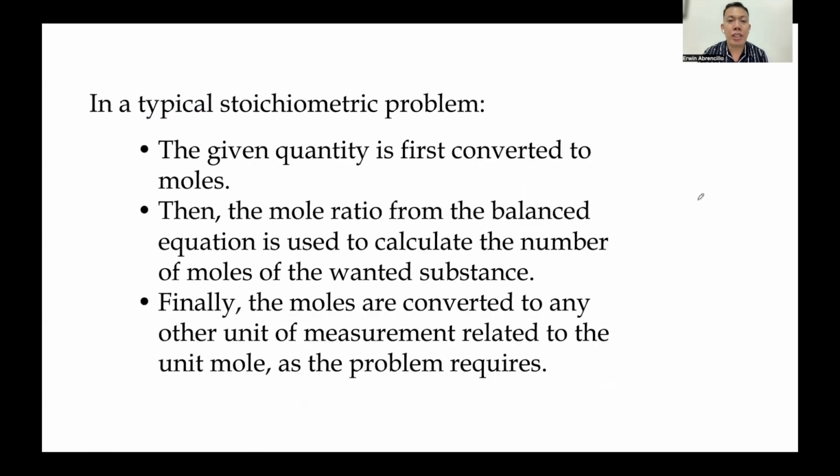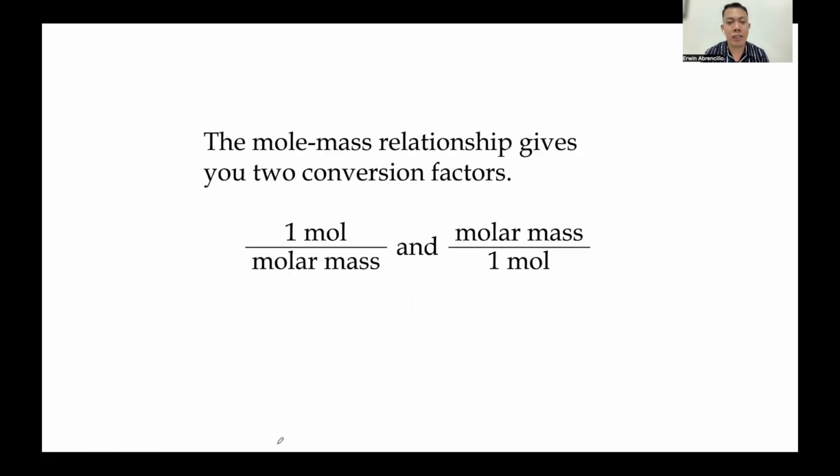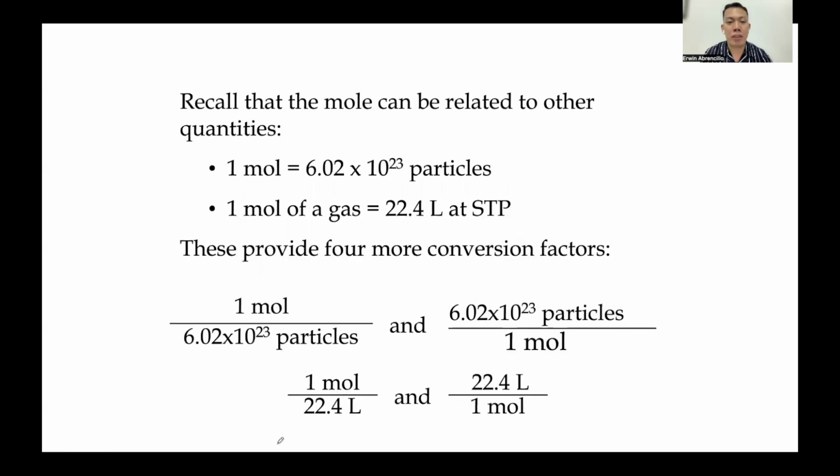So in a typical stoichiometric problem, the given quantity is first converted to moles. Then the mole ratio from the balanced equation is used to calculate the number of moles of the wanted substance. Finally, the moles are converted to any other unit of measurement related to the unit of mole as the problem requires. So anyway, we can still look into this. The mole-mass relationship gives you 2 conversion factors: 1 over molar mass and molar mass divided by 1 mole.